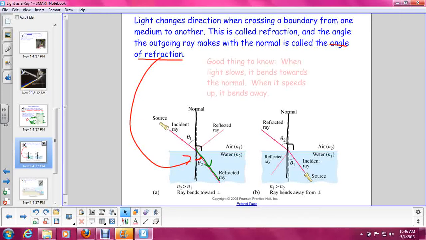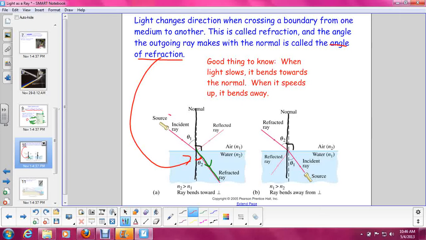An interesting note is that when light slows down, it bends toward the normal. When it speeds up, it bends away. So if light is going from air to water, when it hits that surface, it's going to slow down. And when it slows down, it bends toward the normal. You can actually see that happen. Instead of continuing this way, it bends that way, toward the normal.